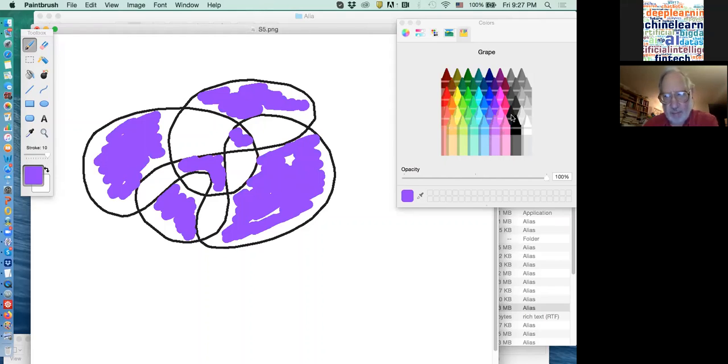I didn't try to make it orientable, but I could start somewhere like here, and then see whether there's an odd path going through an odd number of crossings to get me back. 1, 2, 3, 4, 5, right there. So it's not orientable. Let's see if I got that right. 1, 2, 3, 4, 5, and return. So this is not orientable.